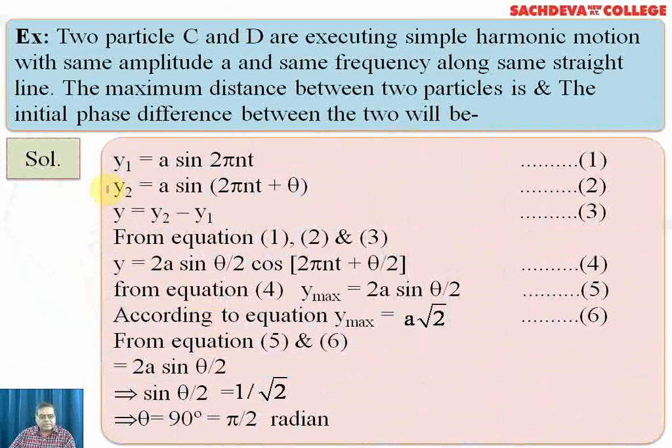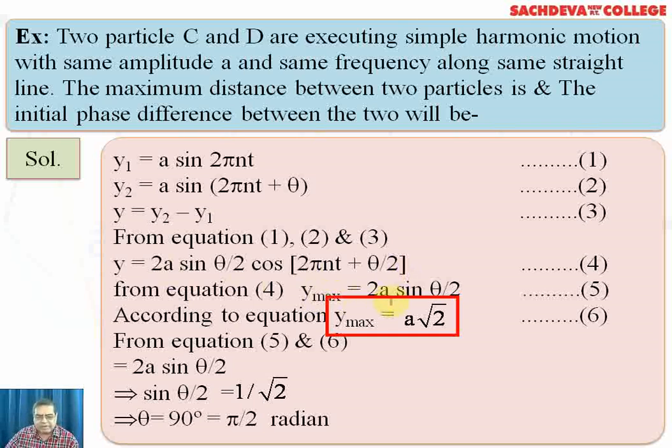So we take the general equation y1 equal to a sine 2 pi nt. Then y2, the second displacement, is a sine (2 pi nt plus theta). Then we take the difference of the two displacements, y2 minus y1, and we make the necessary calculations. Earlier equations were 1, 2, and 3, and after calculation, the equations are 4, 5, and 6. So from equations 1, 2 and 3, the equation will become 2a sine theta by 2 cos (2 pi nt plus theta by 2). Like this, we will solve the equation, and we find that from equation 4, we get the maximum displacement.